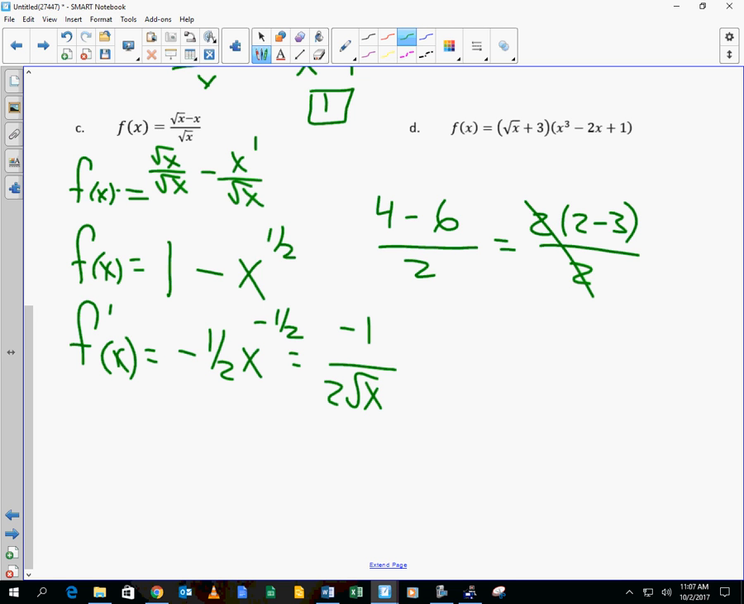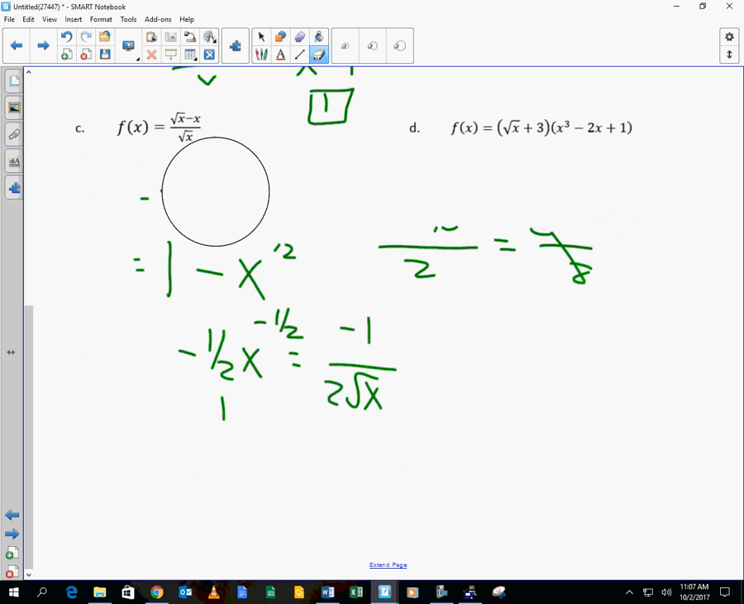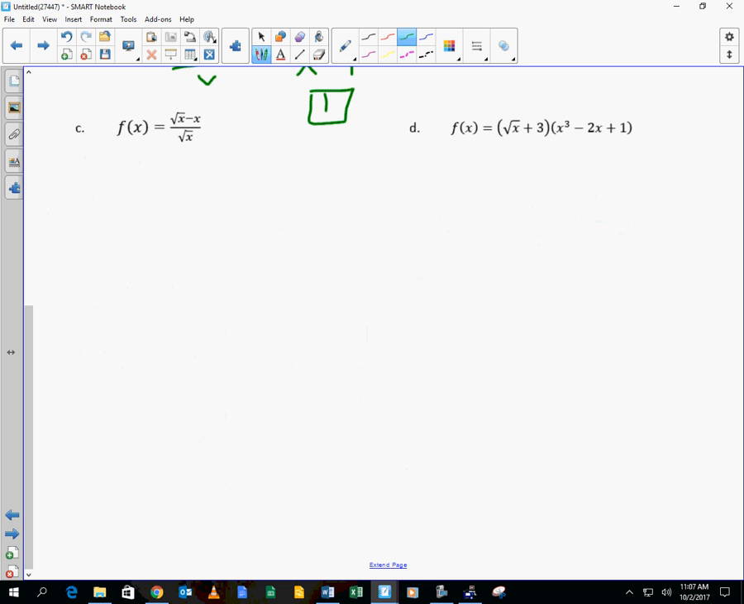So I think that that's easier than going through the work of the quotient rule. I don't want the negative exponent. You could leave it as negative 1 over 2x to the 1 half, but I don't want the negative exponent. Okay, and then you look at D, and there you make a judgment call, and you say, well, I can either multiply it all out and then take the derivative, or instead I could use the product rule. So let's use the product rule, f prime of x, and the derivative of the root of x plus 3.